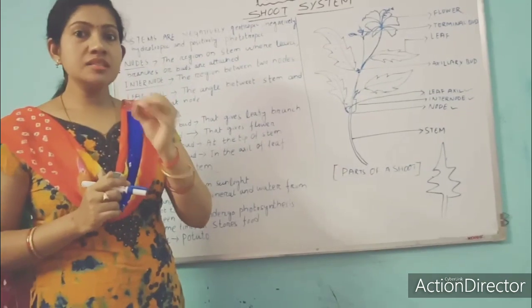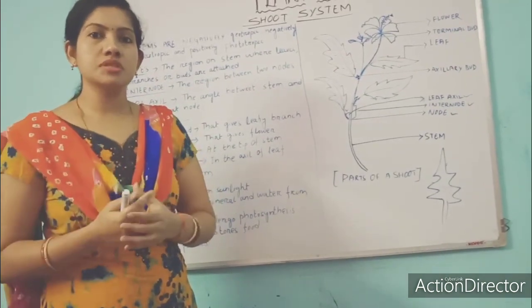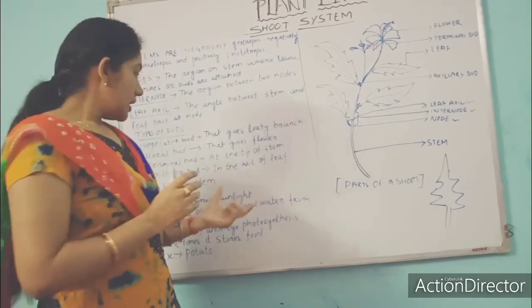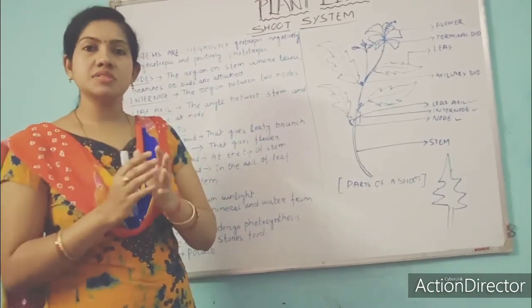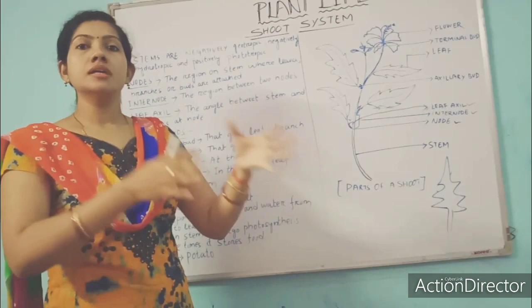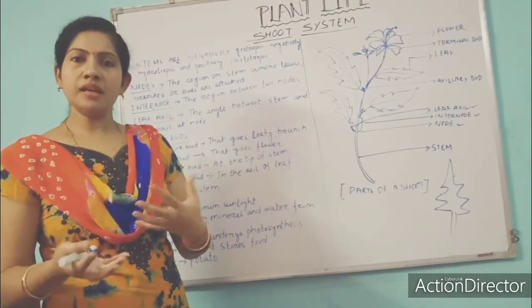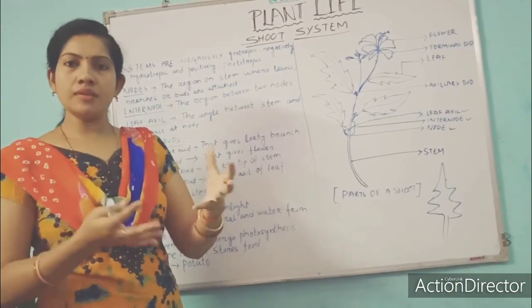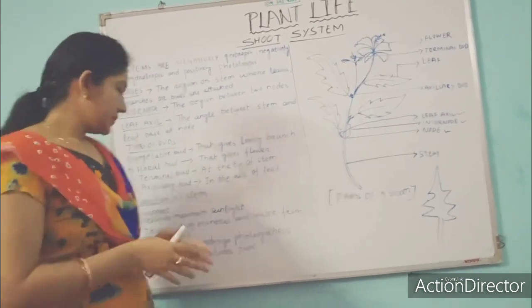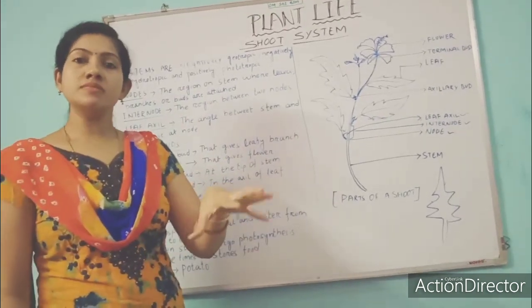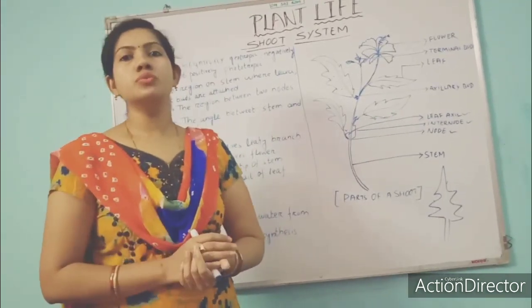The fourth function is that the green stems undergo photosynthesis. Okay? Here I am talking about the young green stems. I am not talking about the woody stems, the brown stems. Generally, along with the leaf, the green stems undergo photosynthesis. And photosynthesis is also helpful for the plant for the storage of food.